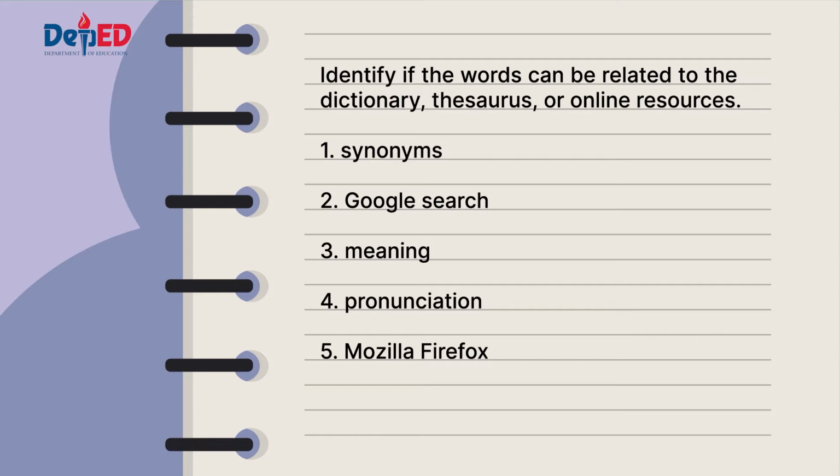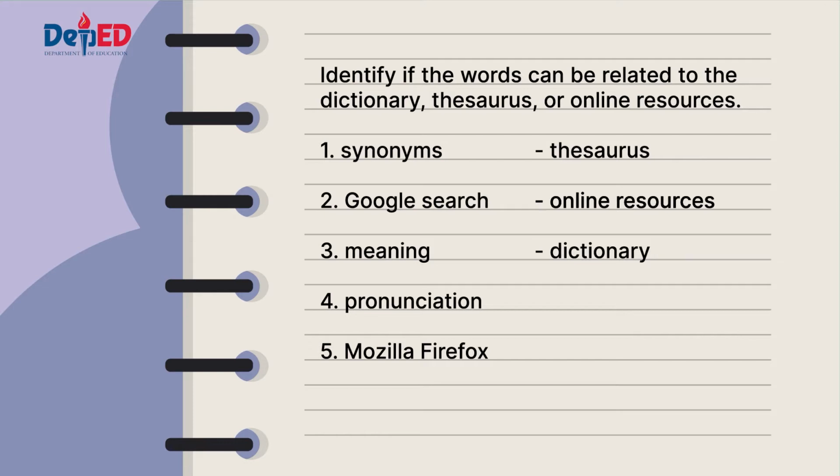The first answer is thesaurus. We can find synonyms of words in thesaurus. The answer for number 2 is online resources. Yes, Google search is an example of online resources. For number 3, the answer is dictionary. We can find the meanings of words in a dictionary.